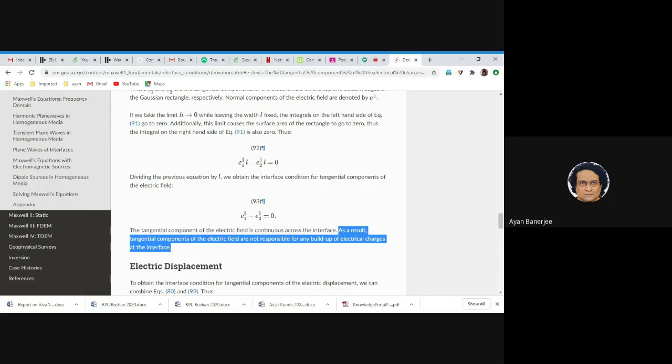So what is being said is that the tangential component is the one in the plane. That is continuous, and you can derive this by Gauss's theorem, as they have done very nicely. But the statement is that, as a result, there cannot be any charge accumulation due to the tangential component of the field on the medium at the interface. Why is this being said?